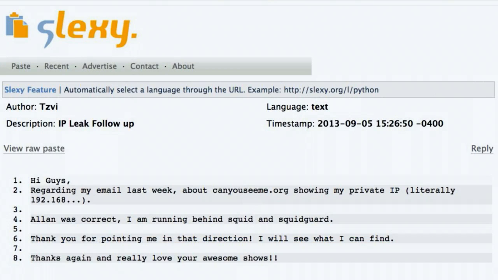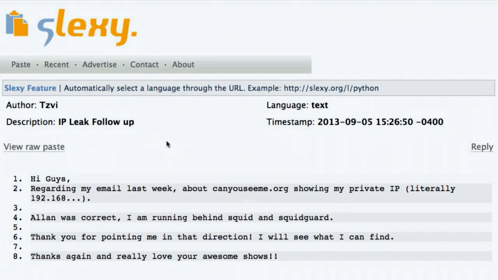All right, so we have a follow-up email from T to the Z. Remember he wrote in last week about his private IP leaking? Yes. He says, hi guys, regarding my email last week about canyouseeme.org showing my private IP, Alan nailed it. I was running behind Squid and Squid Guard. Thank you for pointing me in that direction. Thanks again. Really love the awesome show.